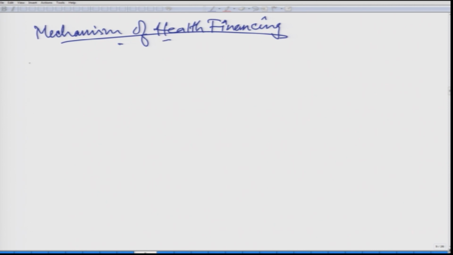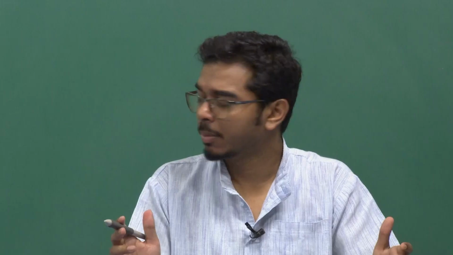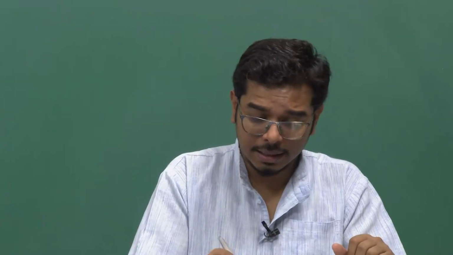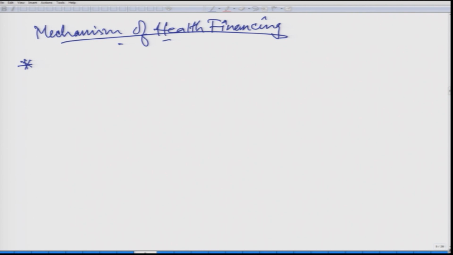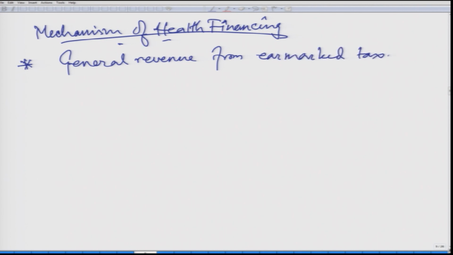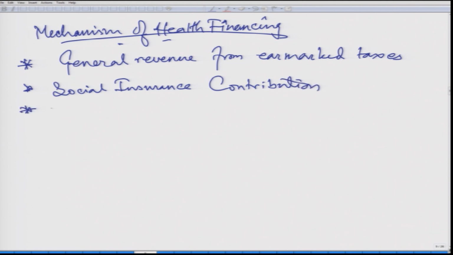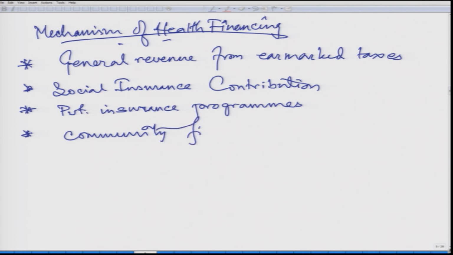of health financing. So this primarily talks about the sources and how do they work, and then we will talk about these sources separately. So one is general revenue from earmarked taxes, whatever, which comes from the government. The second one is social insurance contribution. The third one is private insurance program. The fourth one can be community financing. It can be an insurance, it cannot be an insurance. The fifth one is direct out-of-pocket expenditure.